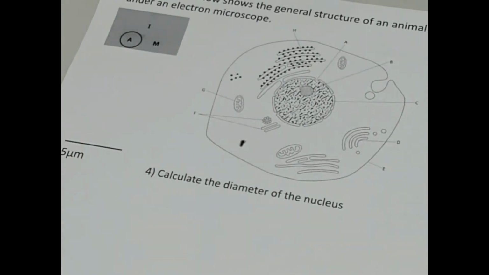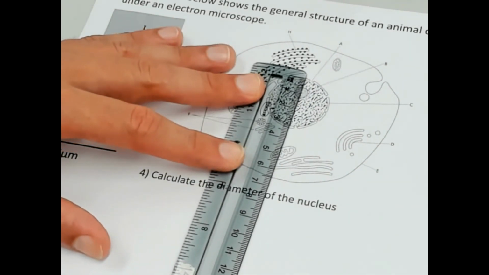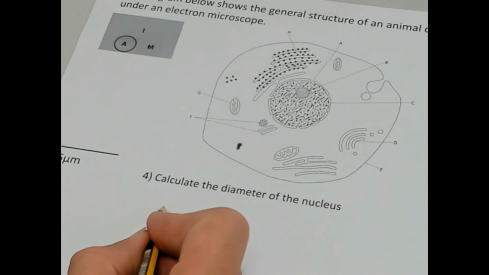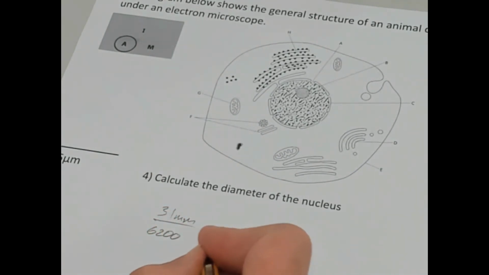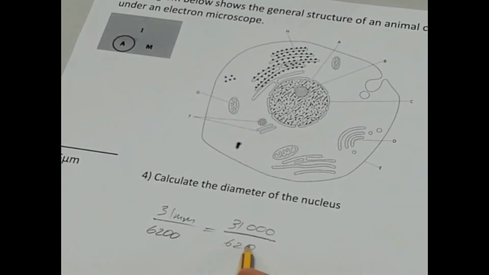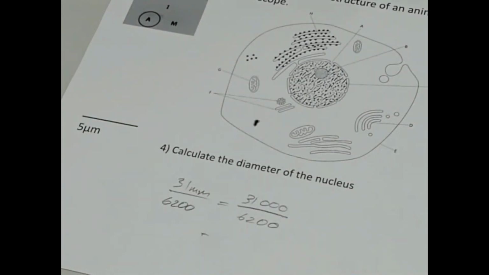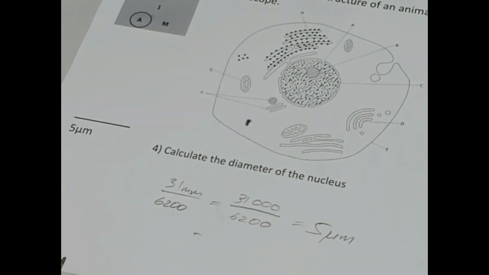Okay, great. Again, diameter of the nucleus. I'm just going to get my ruler and measure the diameter of this nucleus. Looks like it's 31 millimeters. Same thing as before, getting pretty easy now. 31,000 divided by 6.2, and this gives me 5 micrometers.